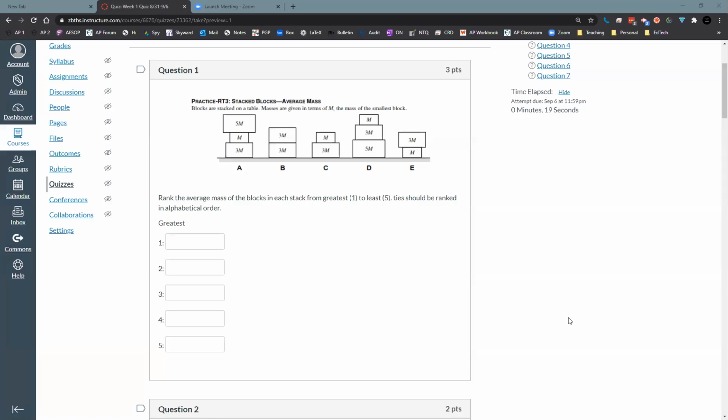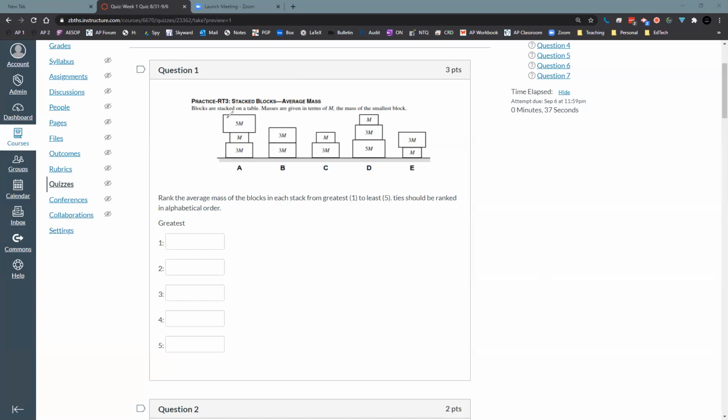Okay, so here's our video explanation for the week 1 quiz. All right, so going ahead with problem number 1. Here we are asked to rank the average mass of the blocks in each stack from greatest to least. Ties should be ranked in alphabetical order as always.